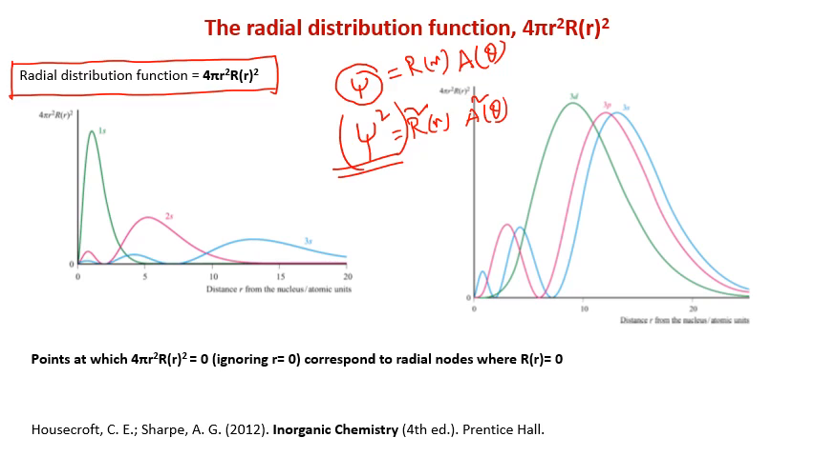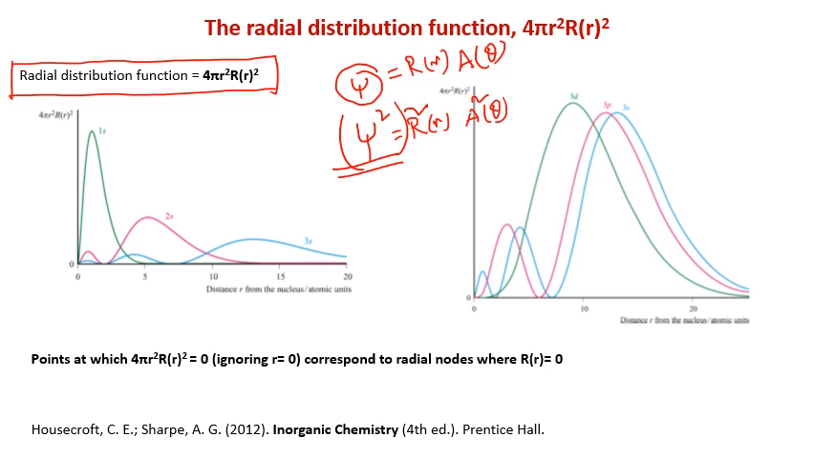Now here the basic difference of plotting this function over the previous one, only the radial wave function, is that here all the functions will start from the value at r is equal to 0. All the functions, s orbital, p orbital, d orbital, always start from this r is equal to 0.